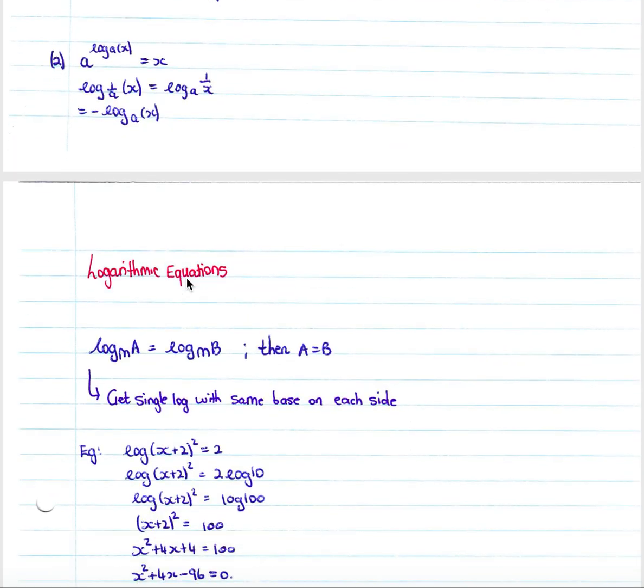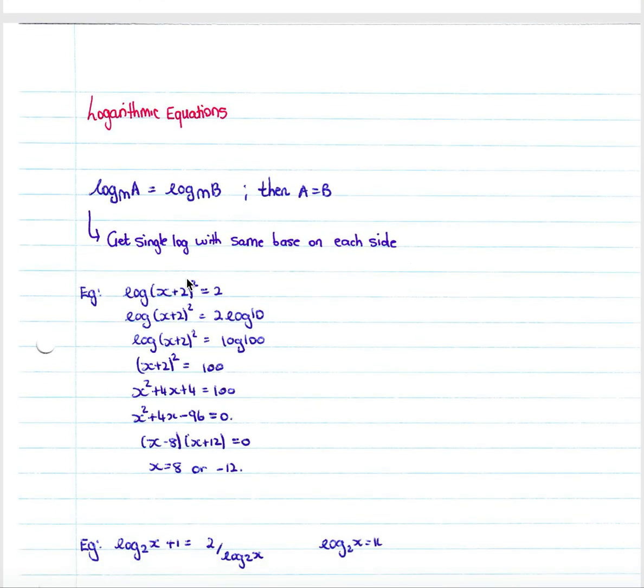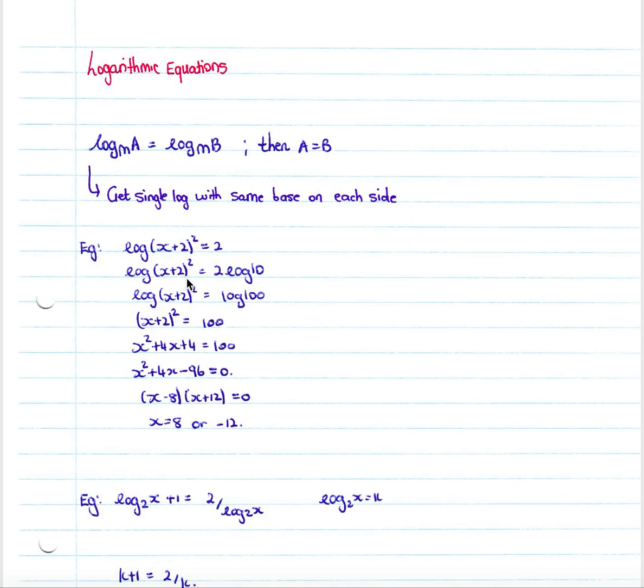Then we move on to logarithmic equations, which are very simple and no one should have a real problem with them. Simply, when you're solving a logarithmic equation, you need to get single logs with the same base on either side. So to do this, normally you will have to use your logarithmic algebraic laws, and once you've got it in a form where you have the same base with a constant and a same base with a different constant, then you can say that this constant equals this constant and solve from there.